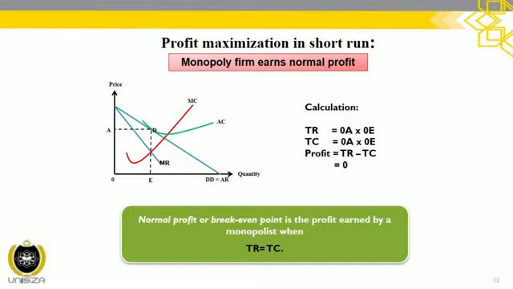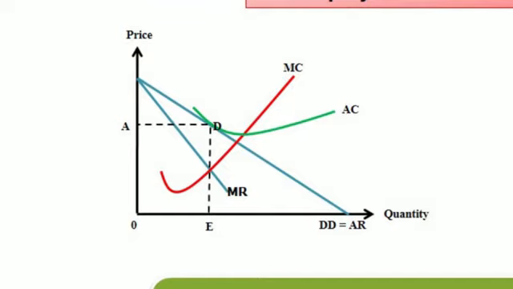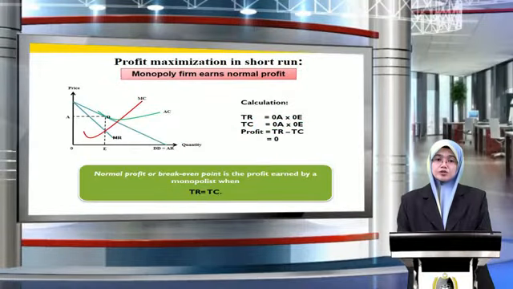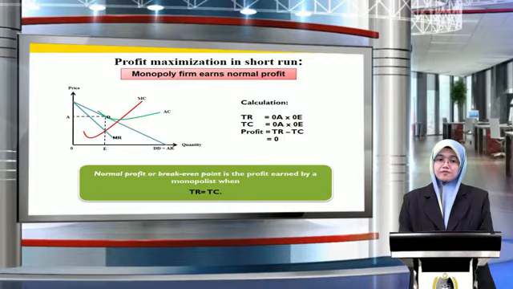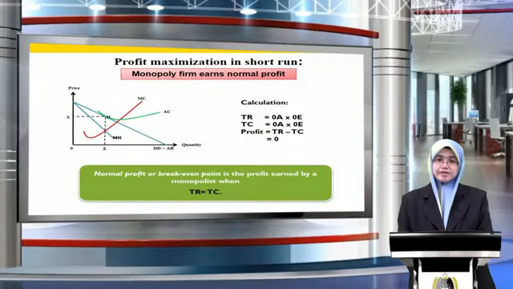The second type of profit is normal profit, or the break-even point, which is the profit earned by a monopolist when total revenue equals total cost. The curve shows a monopolist is in equilibrium at point F where marginal revenue equals marginal cost. The equilibrium output is at point E, while point A shows the price the firm charges. In this situation, the firm is earning normal profit where price is at point A and average cost is also at point A.